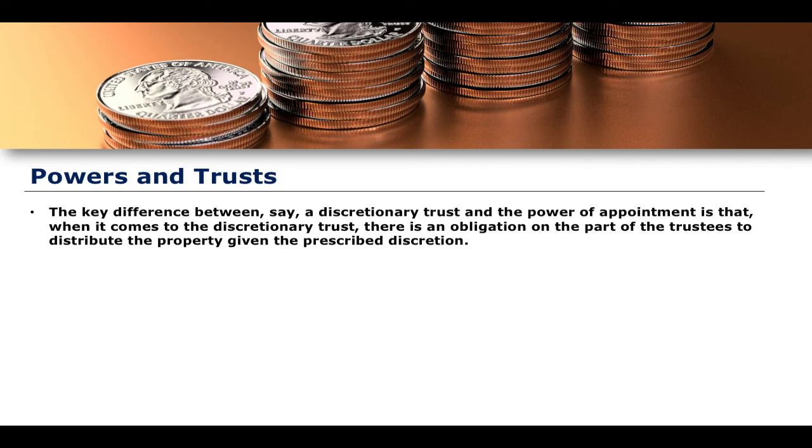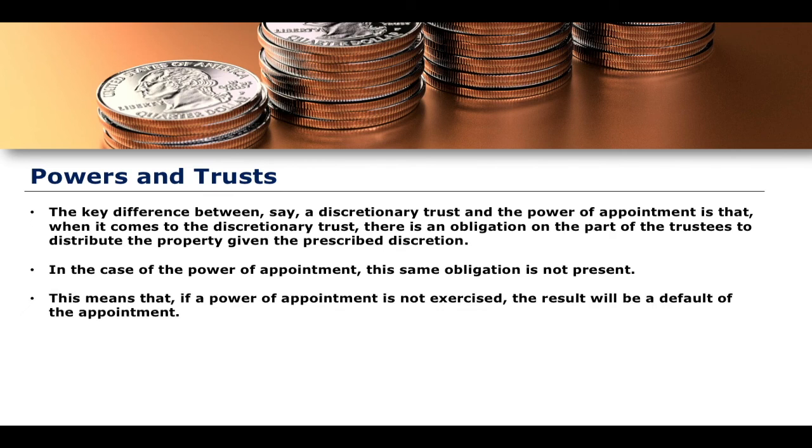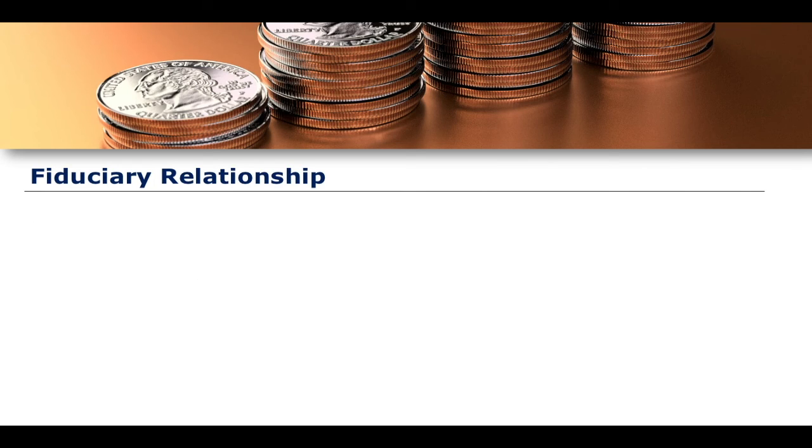But the question here is, in a discretionary trust, there is an obligation to do that. There might be a prescribed amount of discretion in doing so, but the actual requirement to do it versus not to do it in a Shakespearean manner is, essentially, you have an obligation to do so. When it comes to a power of appointment, this same obligation may not be present. And it means that if you have a power of appointment which is not exercised, essentially what happens is you have a default of the appointment, at which point the property goes back to the original ownership.